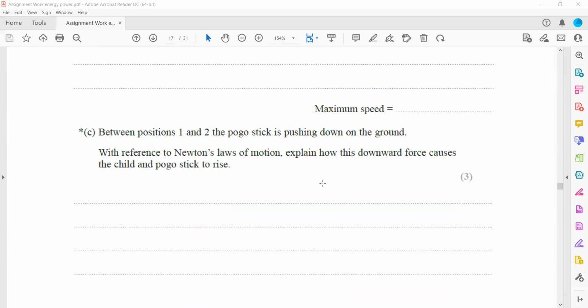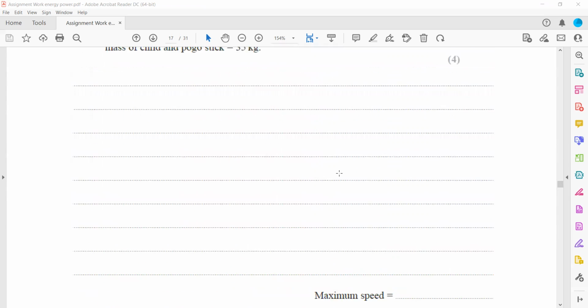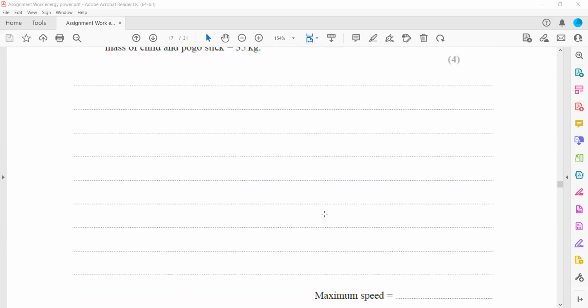Then between 1 and 2, the pogo stick is pushed down onto the ground. With reference to Newton's laws of motion, explain how this downward force caused the child and the pogo stick to rise. So what happened?